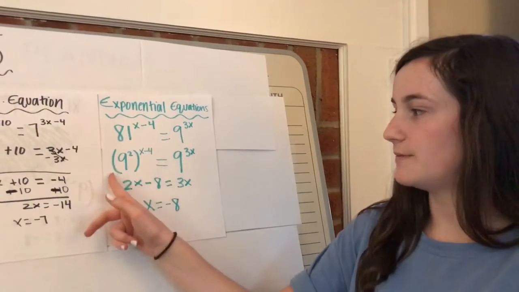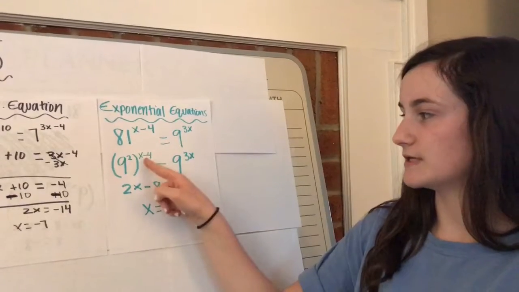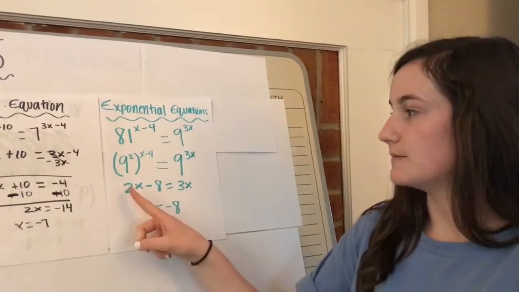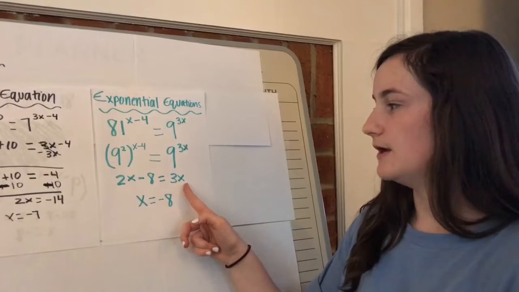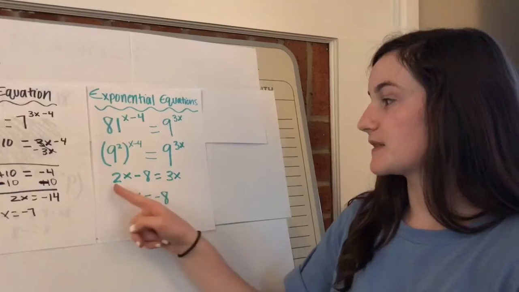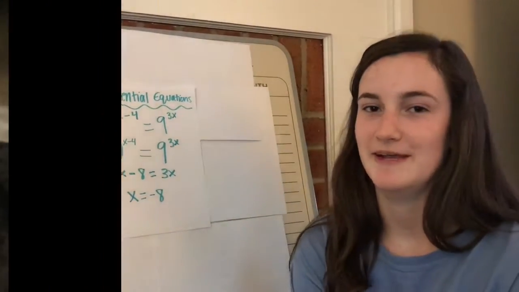So we can drop the base, and we distribute the 2 that's the squared here to the exponent. So it becomes 2x minus 8 equals the 3x from this exponent. And when you subtract 2x over here, you're left with x, and x equals negative 8.